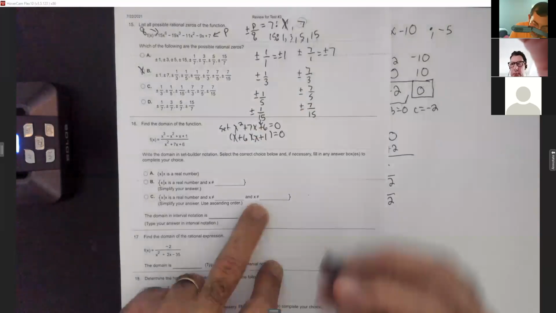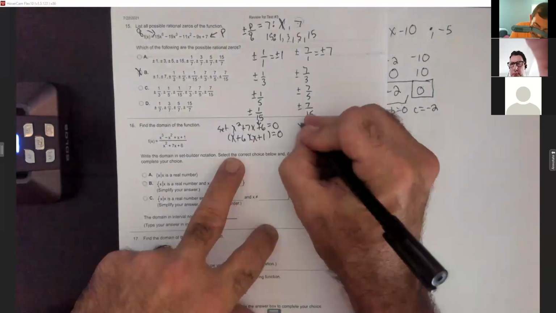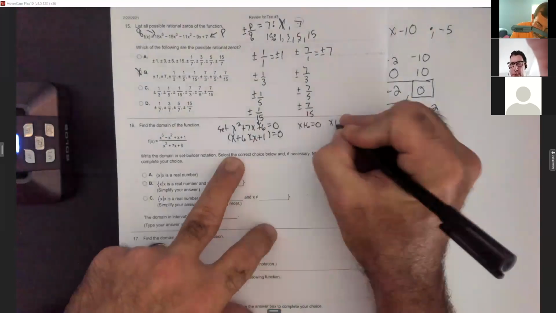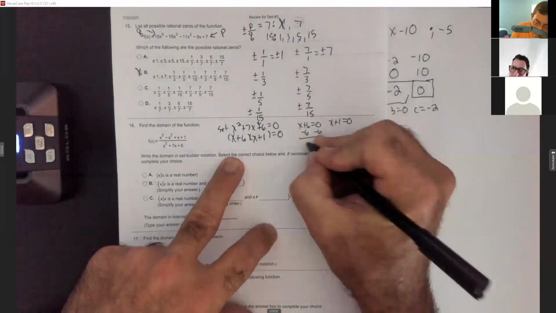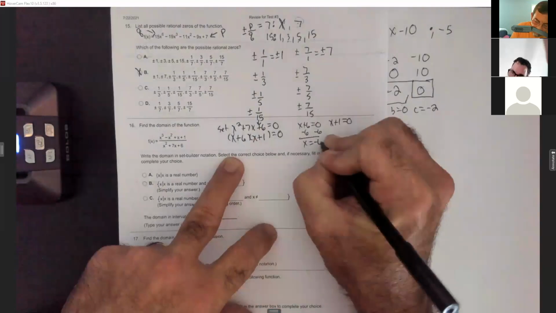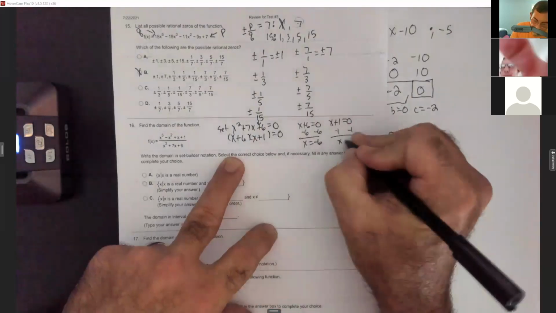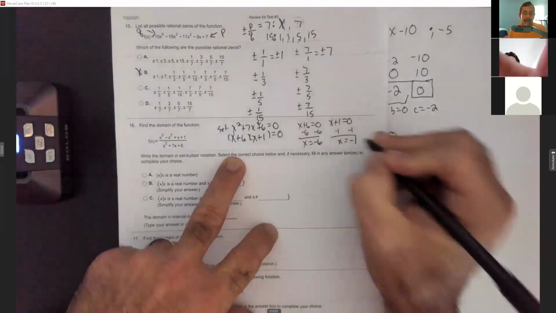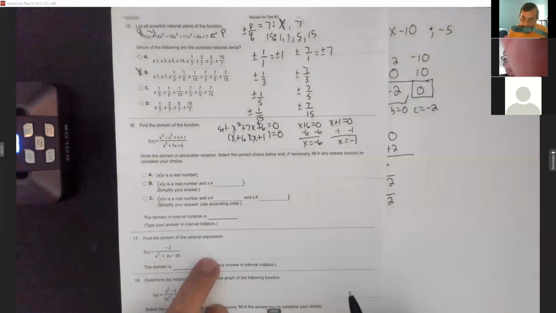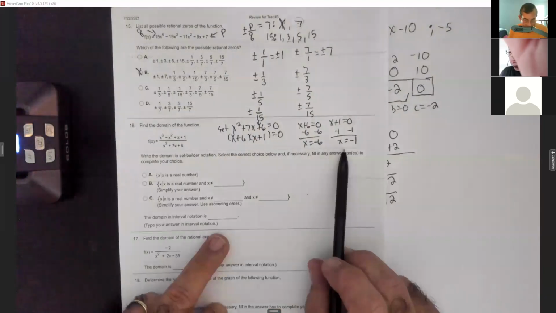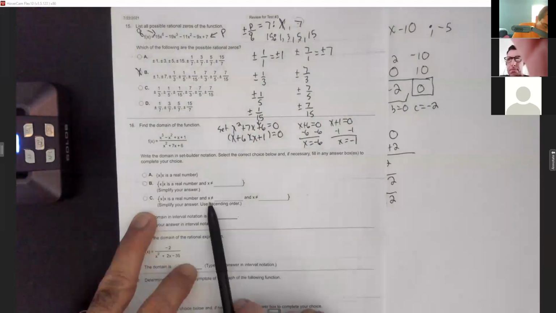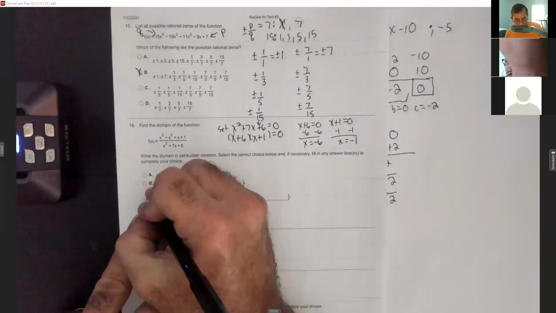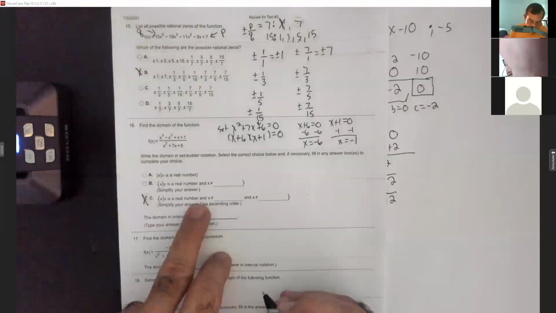So then take each of these factors and set equal to 0. Solve them by subtracting. So I get a -6 and a -1. So I got two numbers I'm excluding. So I got to go down here and use C for my answer, because C says x is a real number and x does not equal those.